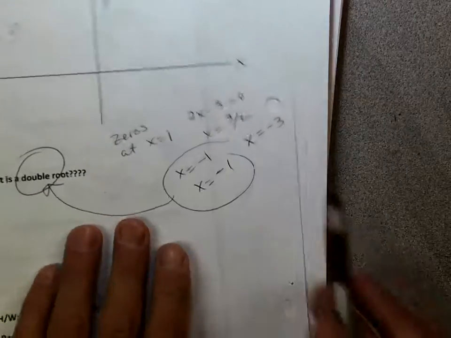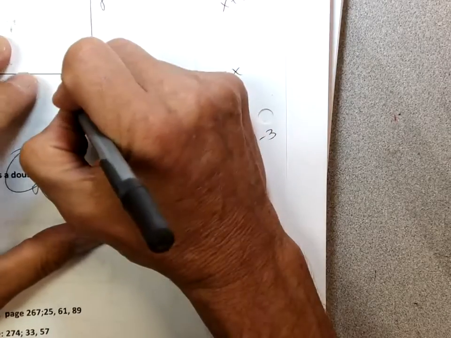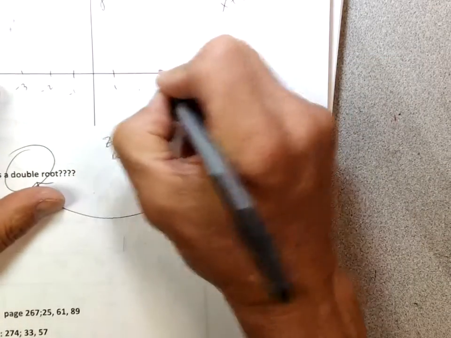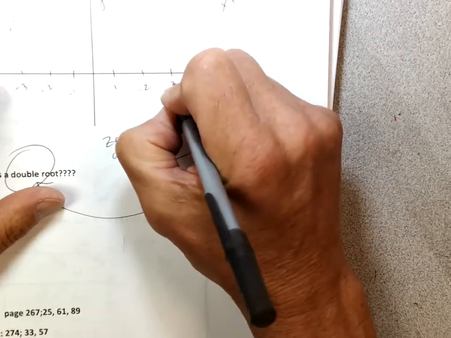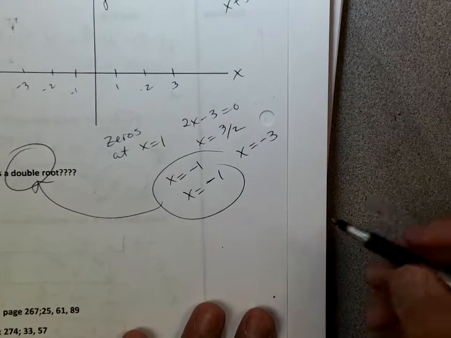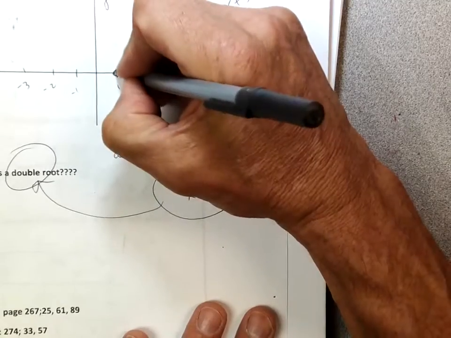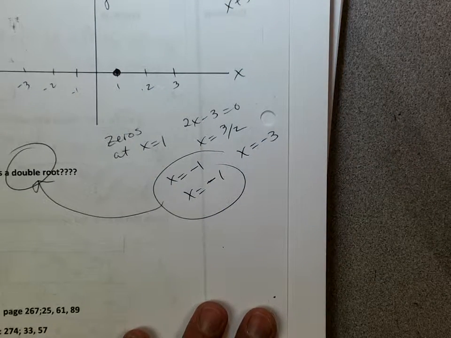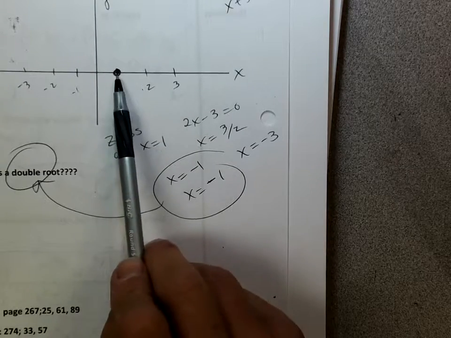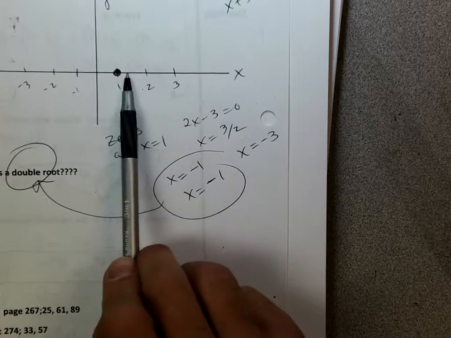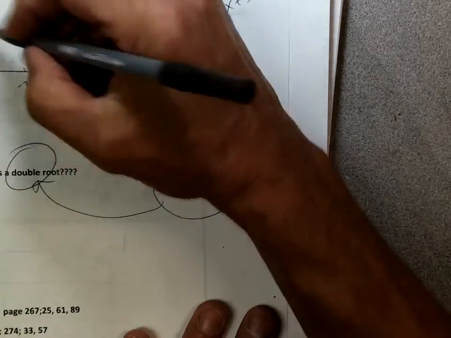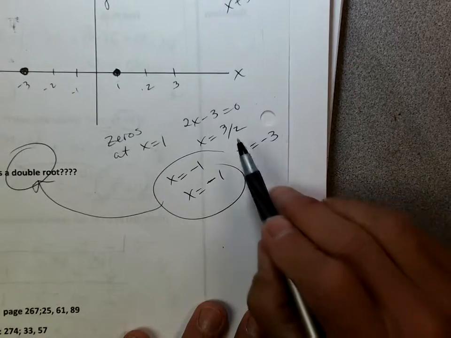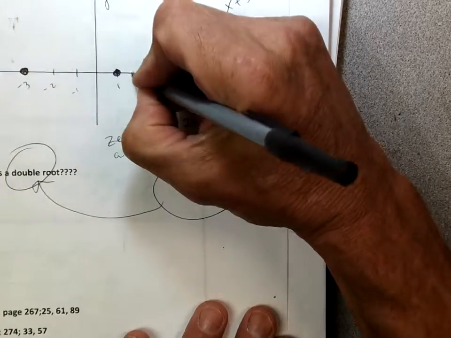So let's do that. I'm going to have negative 1, negative 2, negative 3, 1, 2, 3, right? I will have a 0 at 1, so put a 0 right there. There's one of my zeros. X-intercepts, or roots. We're going to call them all the same thing: an x-intercept, a 0, and a root, okay? We're also going to have one at negative 3, and one at 1.5, right there.